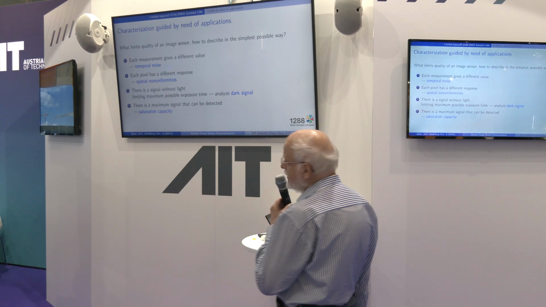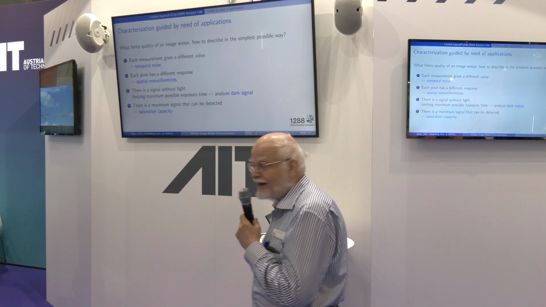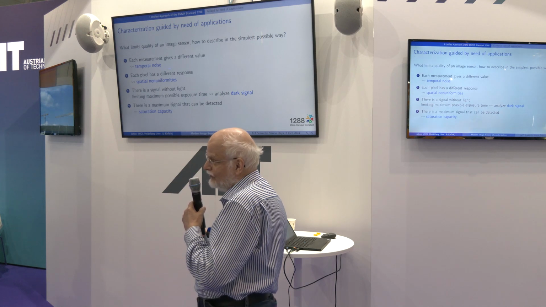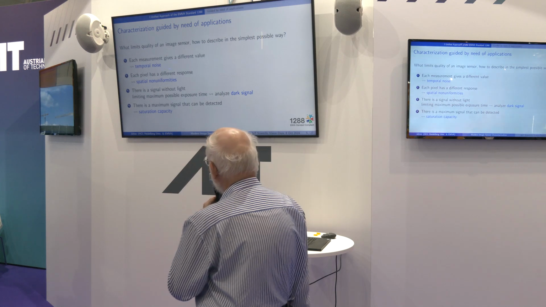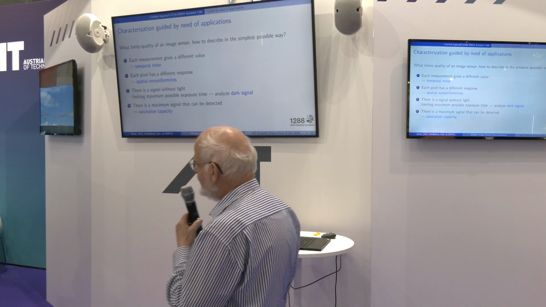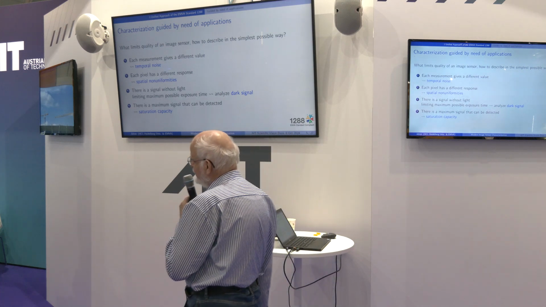The first thing is each measurement you do, you get a slightly different value. That is what we call temporal noise. That's this nasty thing that you never get the same. But with an image sensor, it's even more complex because you have not a single sensor, you have millions of them. And unfortunately, they are not all equal. So each of these pixels gives you a slightly different response, and that is what we call spatial non-uniformity.